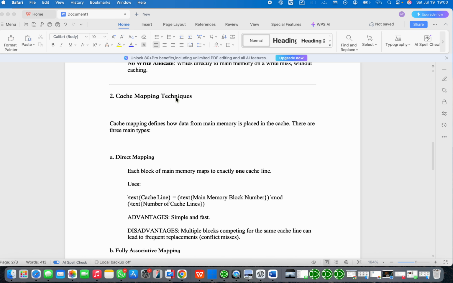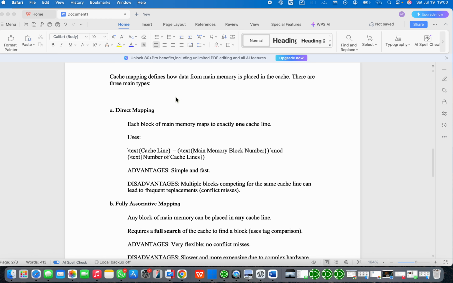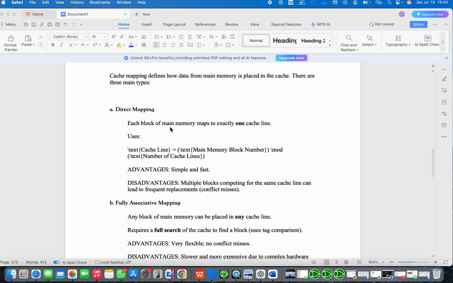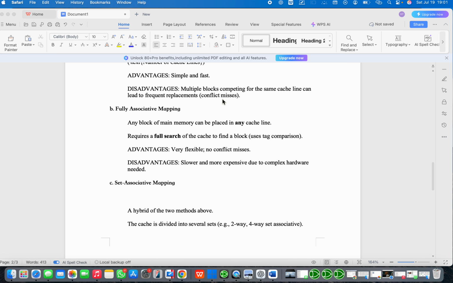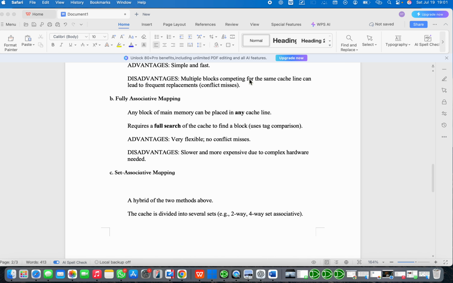Cache mapping defines how data from main memory is placed in the cache. There are 3 main types. The first is direct mapping. Each block of the main memory maps to exactly one cache line. So we have blocks in the main memory and we have lines in the cache, and each block in the main memory is matched to an exact line in the cache memory. Advantages: simple and fast. Disadvantage: multiple blocks competing for the same cache line can lead to frequent replacement. The cache is quite small, as I told you earlier.